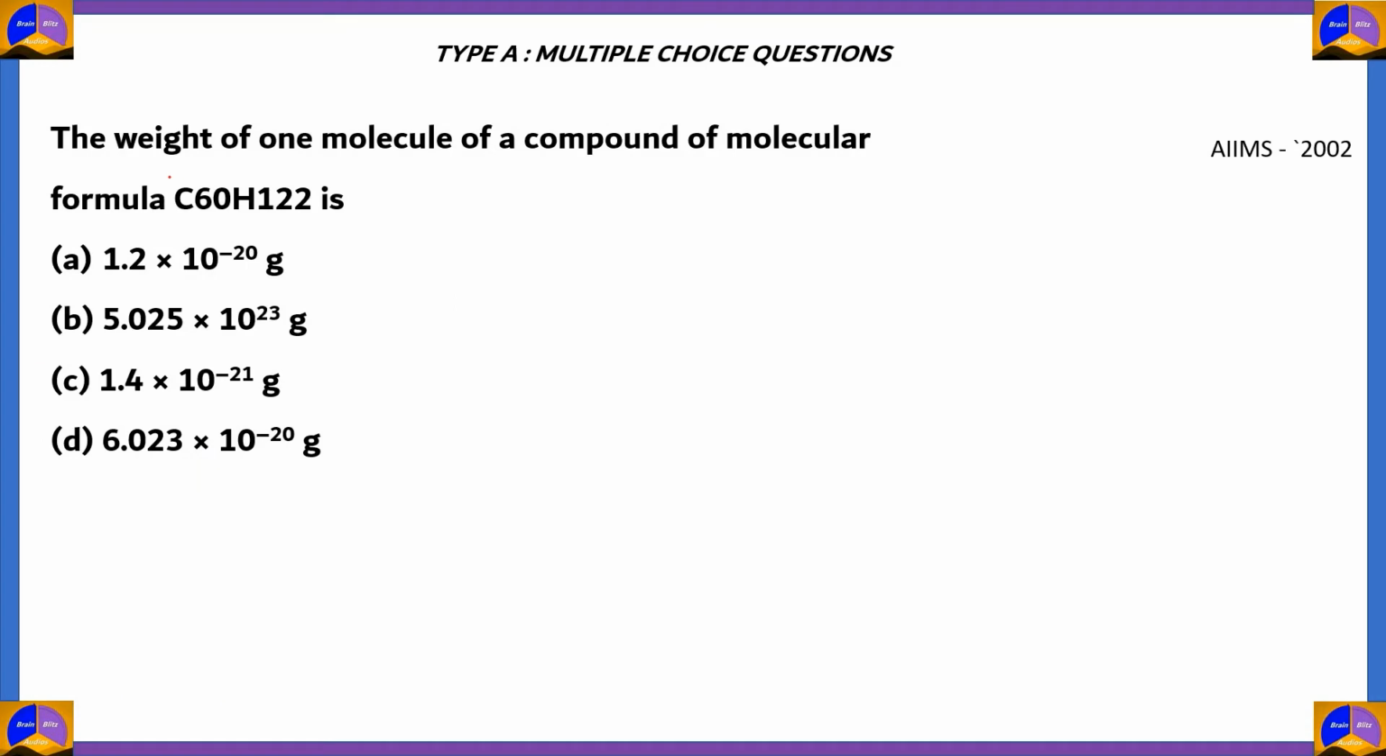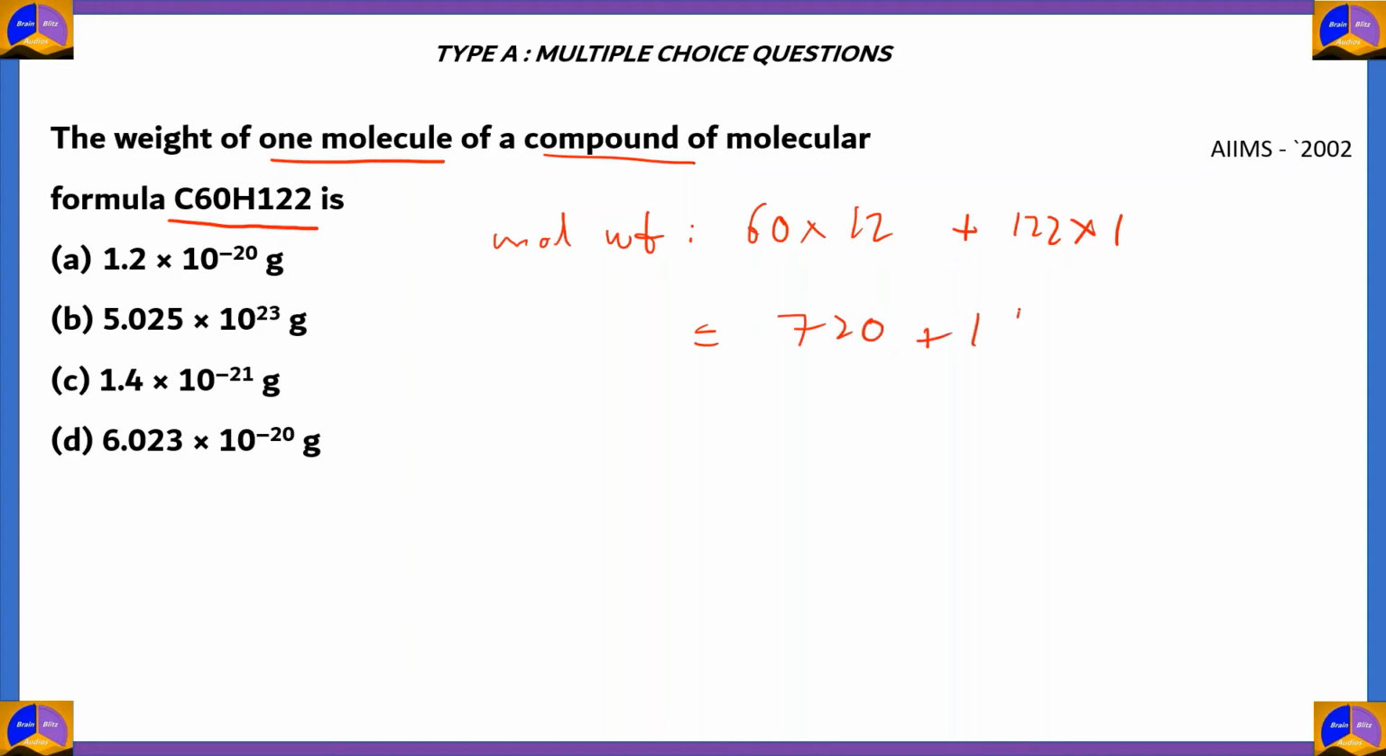Now we move on to our next question. The weight of one molecule of a compound of molecular formula C60H122 is. So our formula is C60H122. So we can calculate the molecular weight. So that is 60 times the mass of carbon, so that's 12, plus 122 times mass of hydrogen, which is 1. So 60 times 12 is 720 plus 122 times 1 is 122. So 720 plus 122 is 842. This is the molar weight.